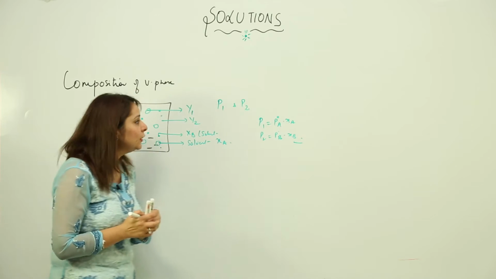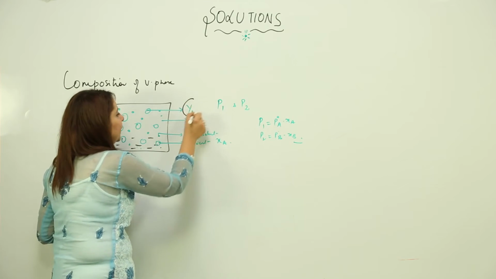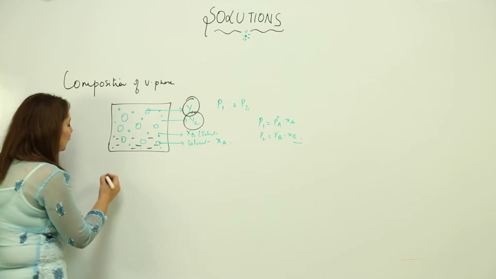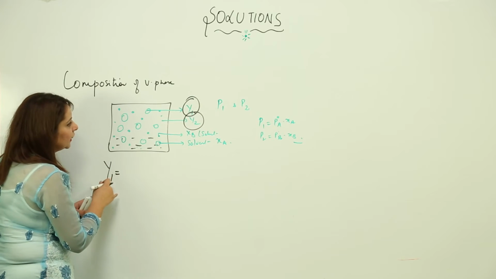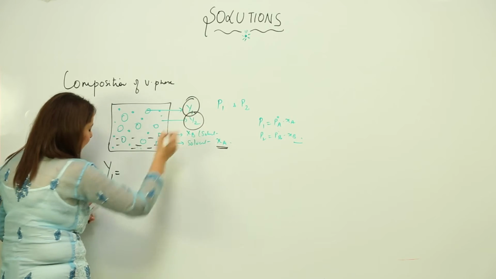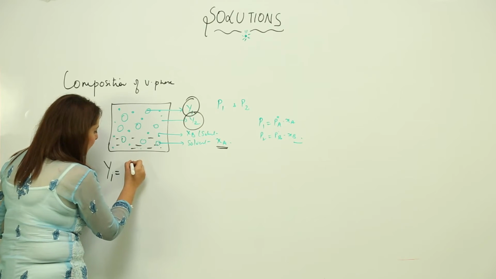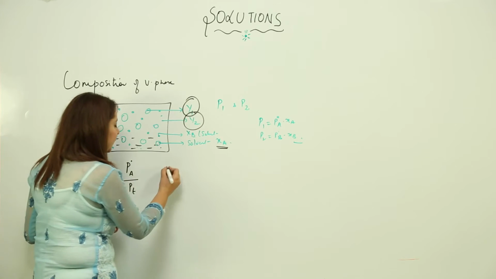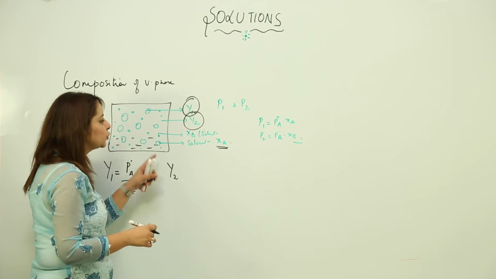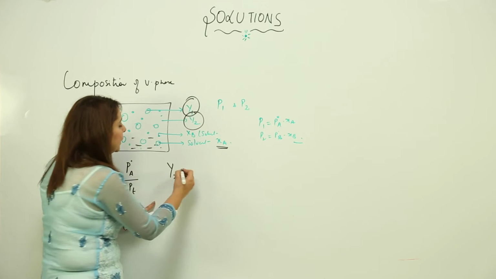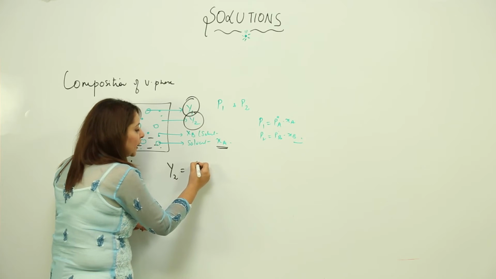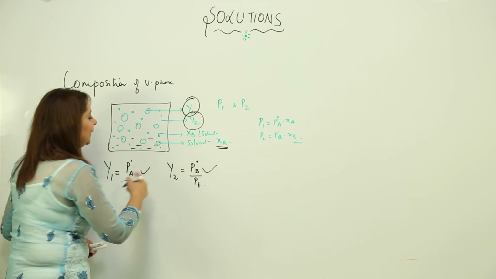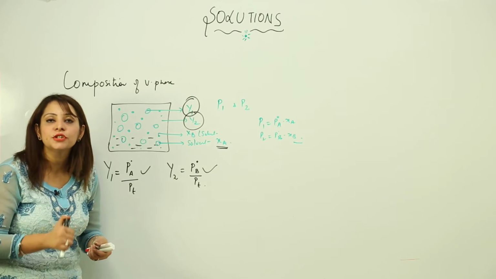We know that. But if we need to find the concentration of the solute and the solvent in the vapor phase, how are we going to find that? Suppose this is A. Y1 is calculated by the partial pressure of component A divided by the total pressure. Likewise, to find the composition Y2, the solute concentration in the vapor phase, we need the ratio of the partial pressure of the solute divided by the total pressure.